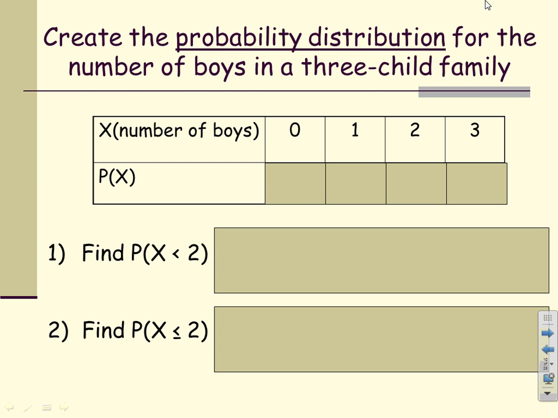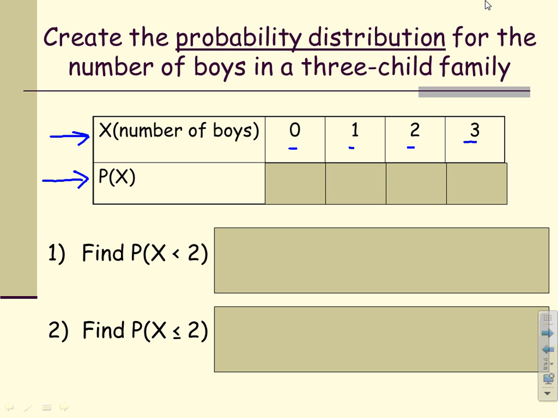Now, we said probability distributions are really, really important here, okay? And this example here is looking at the number of boys in a 3-child family. So we set up our probability distribution as this. X, which is representing our number of boys. You could have 0, 1, 2, or 3 boys. And what we want to do is find the probability of each one of those examples happening.